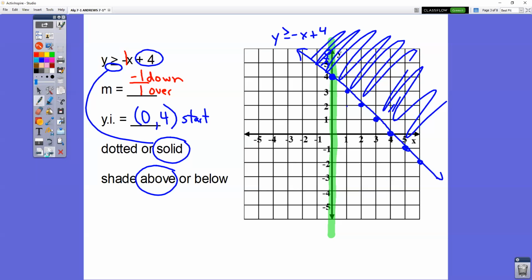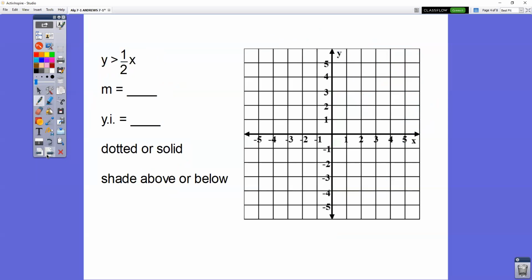Let me do another one for you. Let's take a look at this one. Y is greater than 1/2 x. So our slope is the number that's in front of our x. So our slope is 1/2. Don't change it to a decimal. Just leave it as a fraction. Slope is always written as a fraction. This really means up 1 over 2.